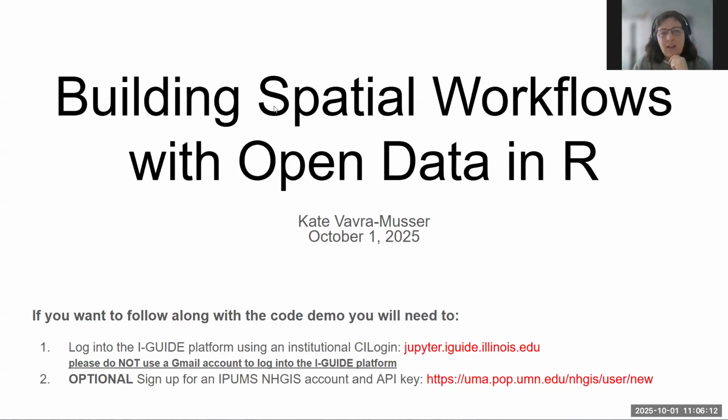In addition to NHGIS, I'm also going to be going over OpenStreetMap and Natural Earth, which are two excellent open source spatial data sources that I use often. And those do not need keys, so we'll just go right into those. You don't need to worry about any prep.